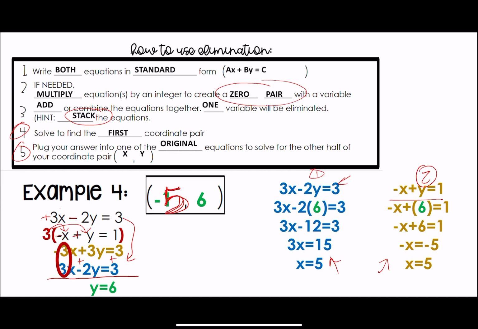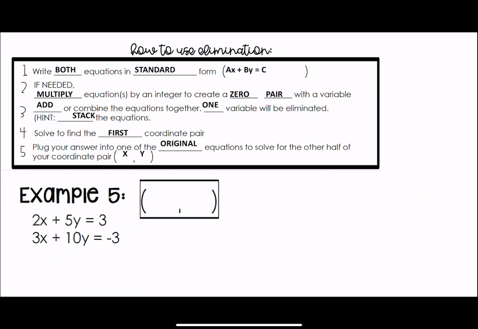If you ever get a no solution or all real numbers, by the way, which you'll be able to figure out, then you can figure out that it's a no solution or an infinite solution. All right, we got 2 more examples.